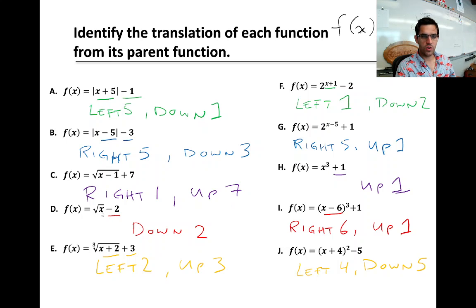In D, there's no adding or subtracting to the x inside the radicand. So there's no horizontal translation on D. We do have a minus 2, so our k value is negative 2. So we're going down 2 units.